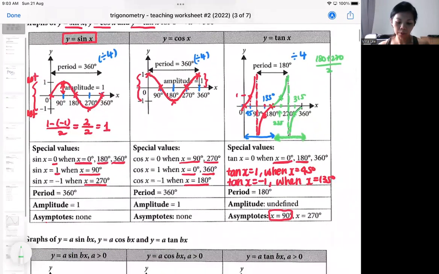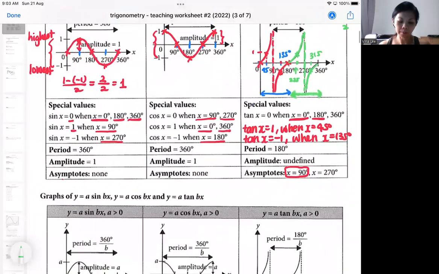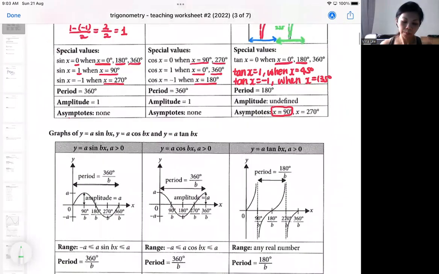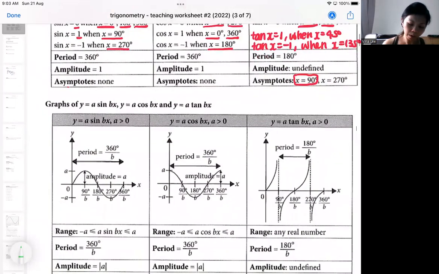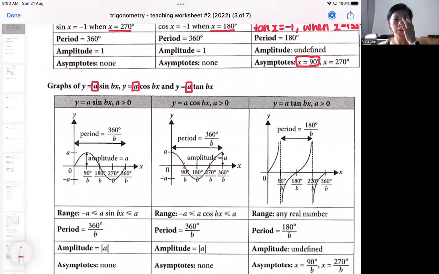Okay, we are going to change the graph a little bit. So basically, we are going to add a number to the graph. So we're going to multiply A to the graph. So the effect of multiplying A will change the amplitude. The graph will become taller. So if you take a look, A is the amplitude. It will make the graph taller.